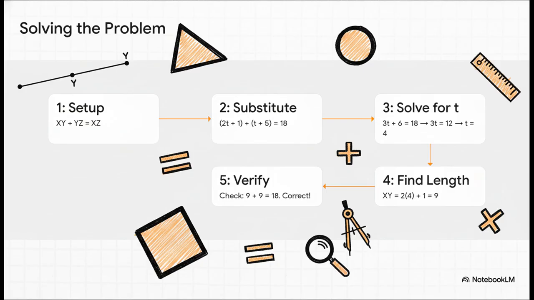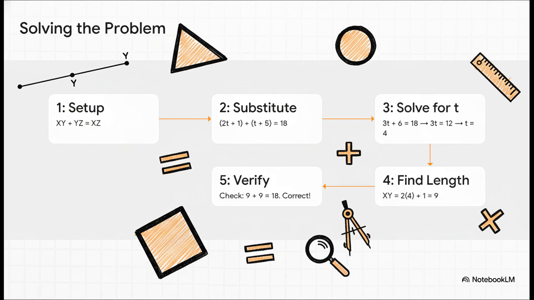Now for step 3, we just solve for t. Let's combine our like terms. We've got a 2t and a t, that makes 3t, and we have a 1 and a 5, that's 6. So, 3t plus 6 equals 18. Subtract 6 from both sides, we get 3t equals 12. Divide by 3 and boom, t equals 4.